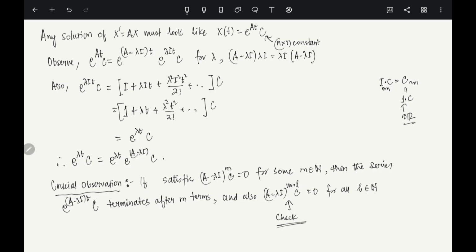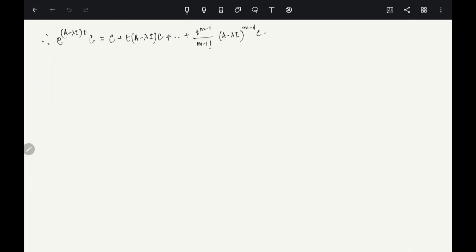So basically, I am trying to find an m such that (A minus lambda I) to the power m is going to be a 0 matrix essentially. So that matrix acting on any vector c is going to be 0. So it's not a problem. We'll just write it like this.